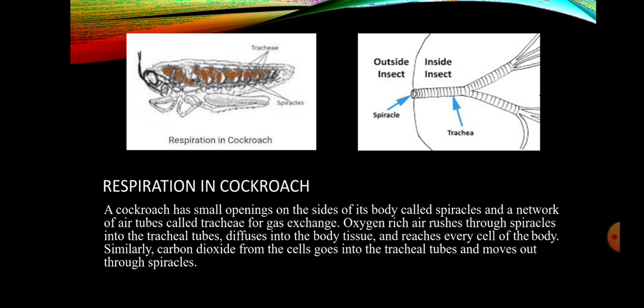So now we'll learn respiration in the cockroach. A cockroach has small openings on the sides of its body called spiracles. It has a network of air tubes called the trachea for gas exchange. Oxygen rich air rushes through the spiracles into the tracheal tubes and then diffuses into the body tissue and reaches every cell of the body. Similarly, the carbon dioxide from the cells goes into the tracheal tubes and moves out through the spiracles.